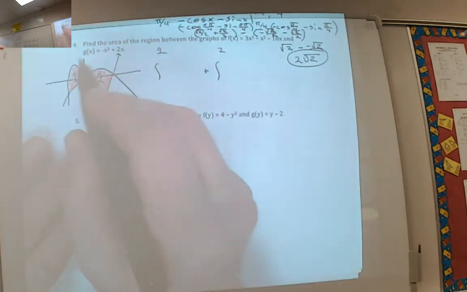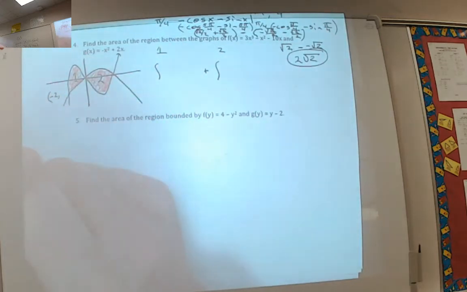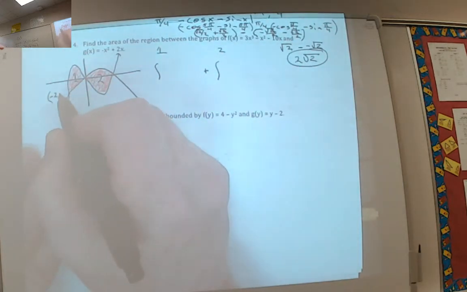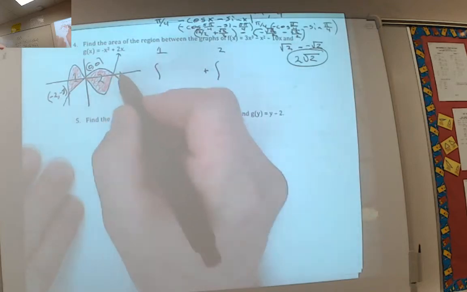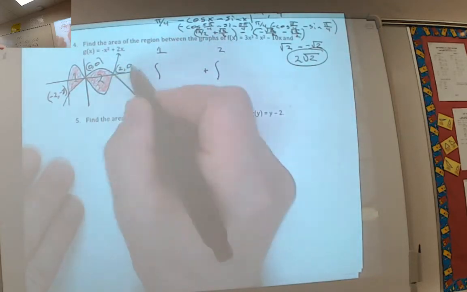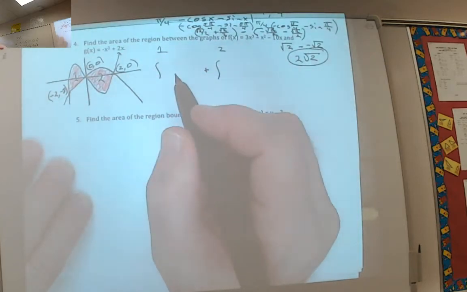Right here's a negative. You know the point totally? Negative 2 comma what? Negative 2, negative 8. And then 0, 0. And this one? 2, 0. Thank you. Alrighty, so our first integral will be what, Destiny?